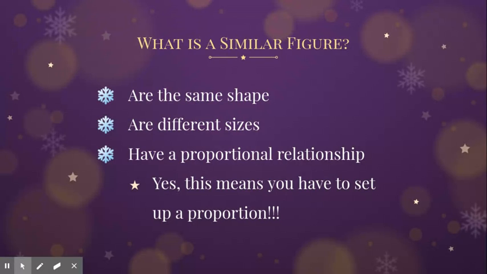They are also going to have a proportional relationship. That means that no matter which sides I compare, if I compare two of the same sides from one shape to the other, you're always going to end up with the same proportion, the same ratio. So yes, this does mean you have to set up a proportion. If you're still struggling on proportions, let me know and we can try to get some proportion help for you. I'll go over that more in depth later, at the end of the unit when we go over the attributes.